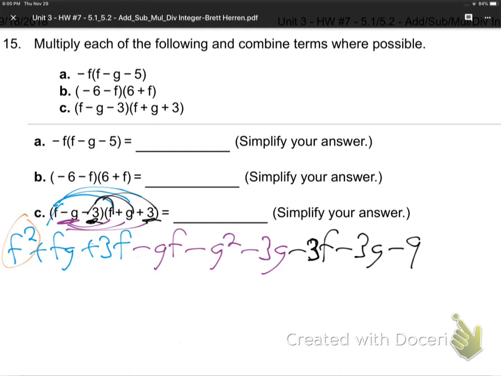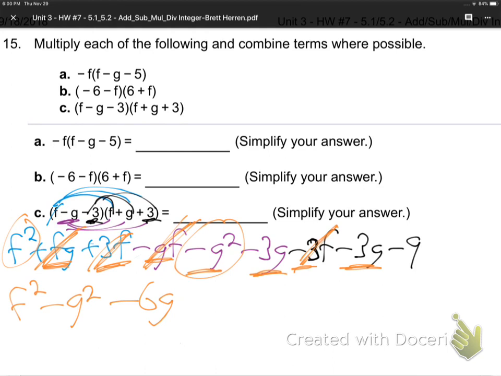Let's gather like terms. F squared, he's alone, nothing like him. F, G, and GF, they're the same thing. Positive FG and negative GF, same thing. They cancel. What else do we got? 3F. Is there another F? Oh, and minus 3F. They cancel. Minus G squared. I'm underlining them or crossing them out or circling them or whatever. Minus 3g and minus 3g makes minus 6g, and then finally minus 9. There we go. There's the answer to that one.